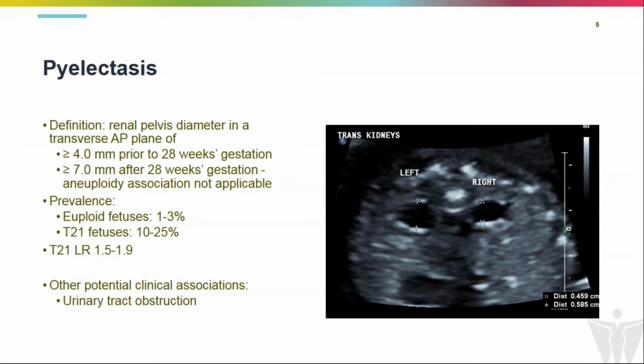Of note, after 28 weeks, that cutoff rises to 7 millimeters, but at that point, the aneuploidy association no longer applies. You can see this in about 1 to 3% of euploid fetuses and 10 to 25% of Downs fetuses, but again, a very relatively modest likelihood ratio of 1.5 to 1.9. Importantly to remember is that pyelectasis also can be suggestive of urinary tract obstruction and will require additional follow-up that we'll talk about later.